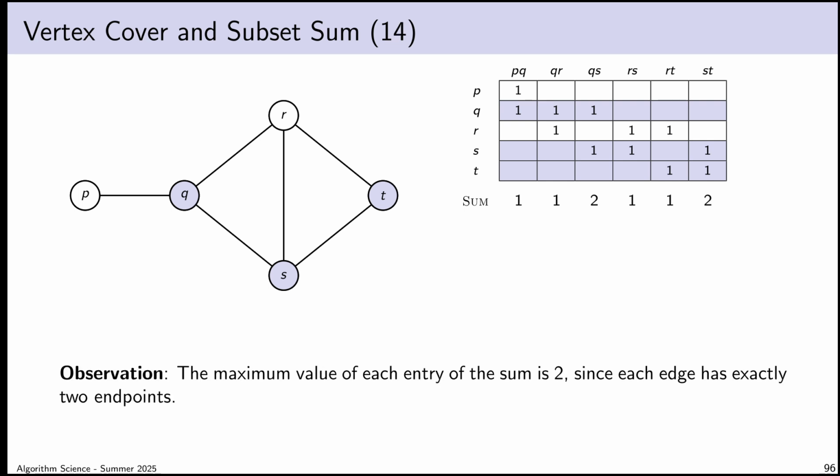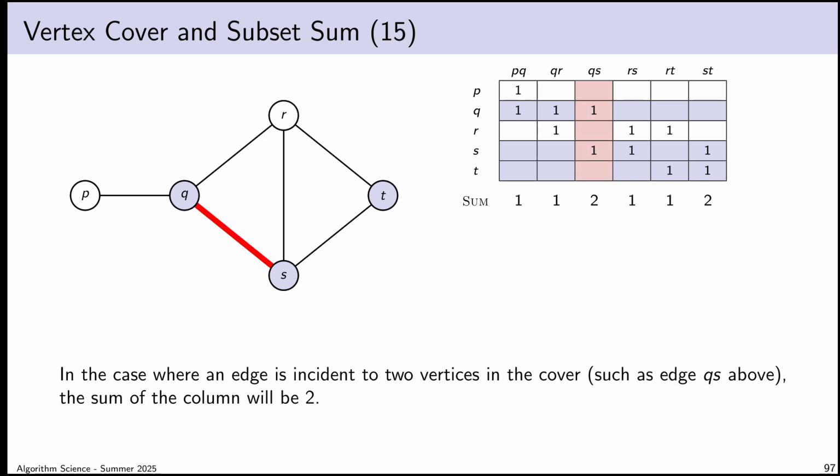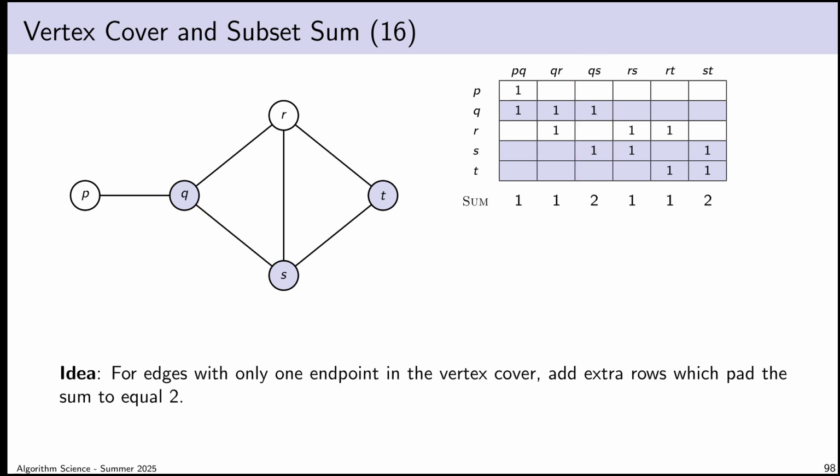Okay, so here's an observation. The maximum value of each entry of the sum has to be 2, because each edge has 2 endpoints, and therefore the sum of the entire column of the matrix corresponding to each edge is going to be 2. So here's an idea. I already mentioned this, but if I look at the cases where the sum is equal to 2, that's just the case where the corresponding edge is incident to 2 vertices in the vertex cover. So here's an idea.